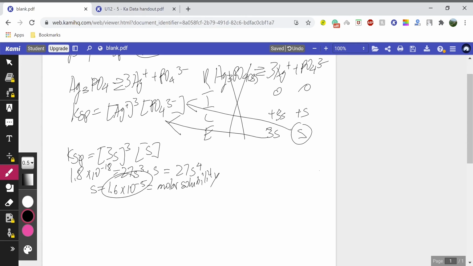So the molar solubility indicates that 1.6 times 10 to the negative 5th moles of Ag3PO4 will dissolve in 1 liter of an aqueous solution. That is what our molar solubility tells us. Now let's do another problem.